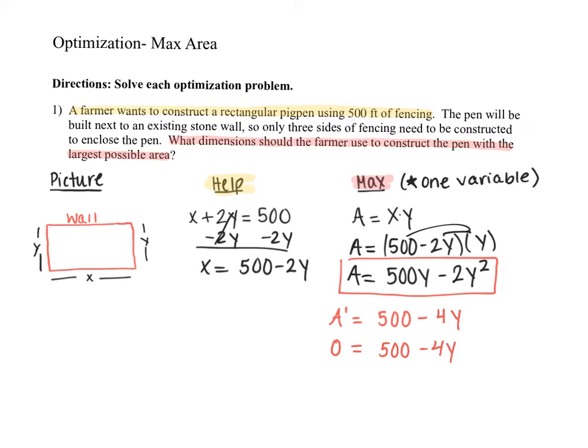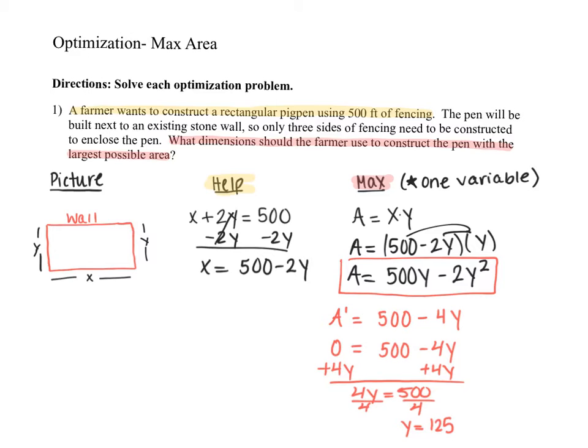And solve. So I'm going to add 4y to both sides. So we get 4y equals 500. And divide both sides by 4. And we get 125.